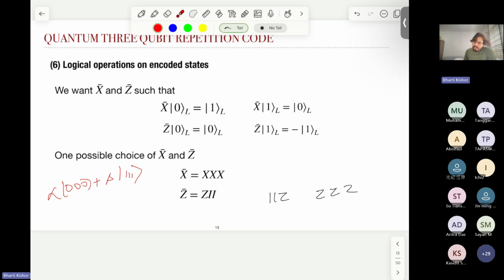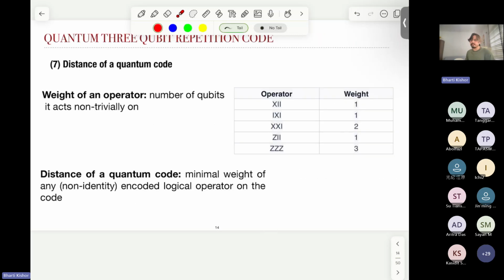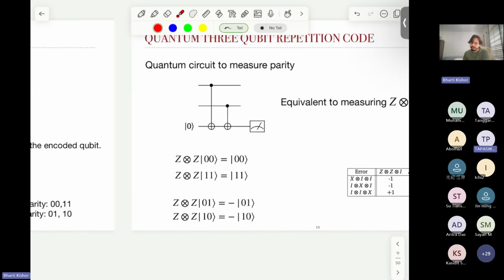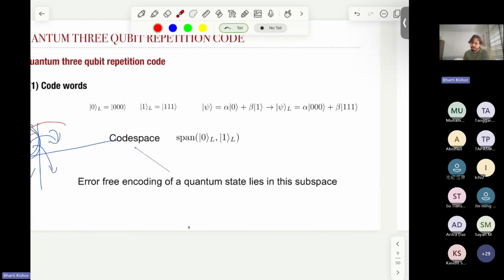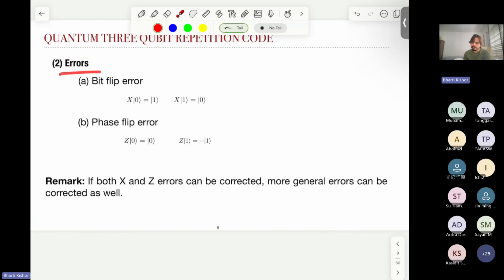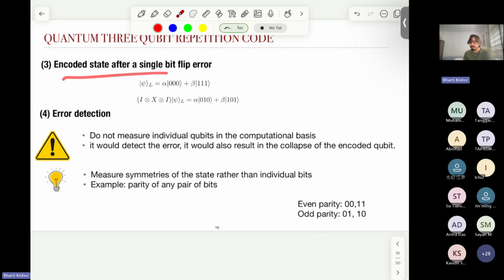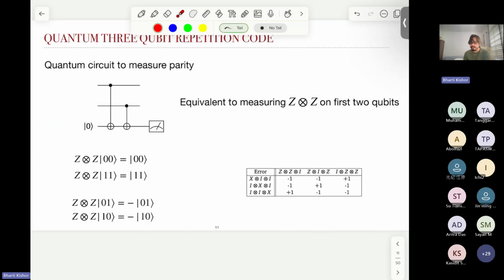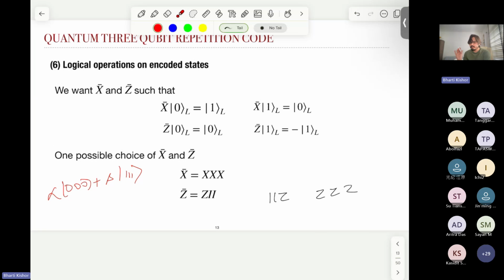One could ask how to determine the set of possible logical operators and so on. Actually, you can determine all this using the stabilizer formalism, quite straightforwardly. So maybe we will discuss that. Okay, so far we discussed how to encode information in the quantum case, what the code words are, what the errors are. Then we talked about the encoded state after a single bit flip error, error detection, and then error correction. Also the logical operator.